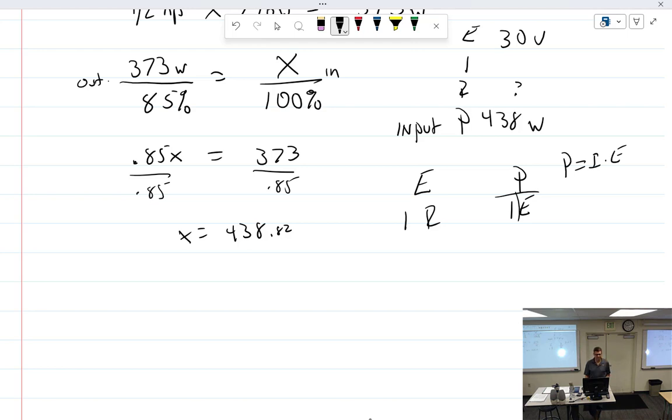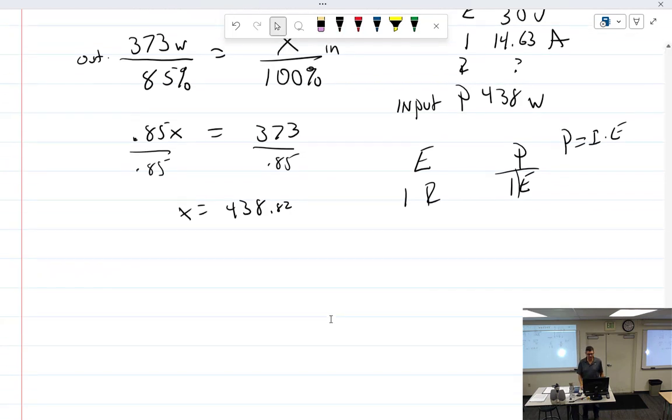So my current is 14.63 amps. I didn't even write down the answer. So there we go. Not hard. It's very, very simple. Each little step is super simple. Just remember to do little steps. We'll end up doing some more of those, I think.